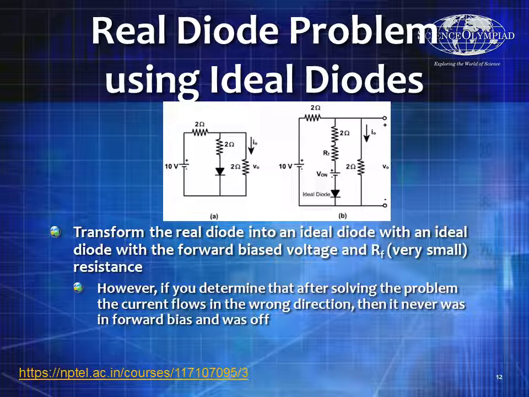Now, real diode problems using ideal diodes. What you do with a real diode problem is replace the real diodes with the ideal diode in series with your forward bias voltage, in the opposite direction of the current, and a resistance. Keep in mind that RF is going to be really small, and we already know that the V on is anywhere from 0.6 for silicon to usually 0.3 for germanium, or it might be 4 volts if it's an LED.